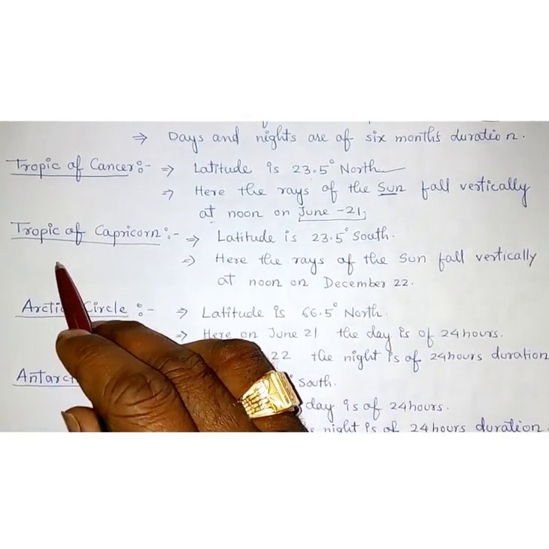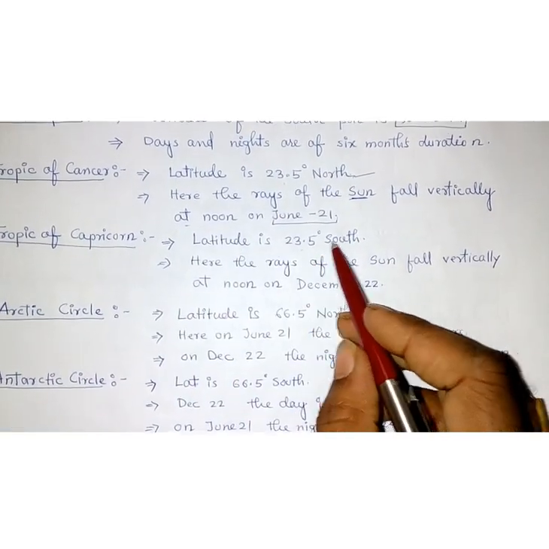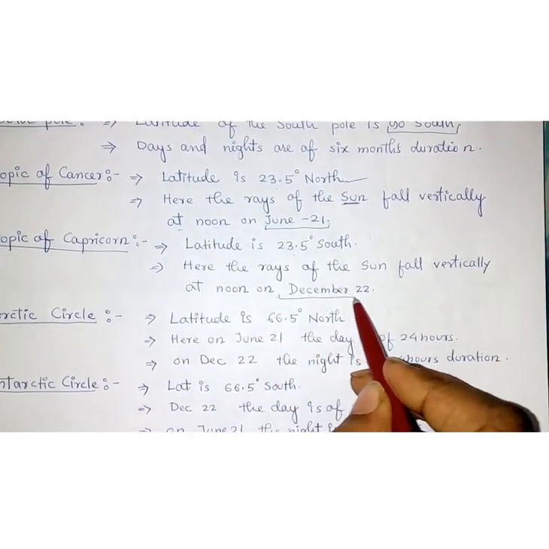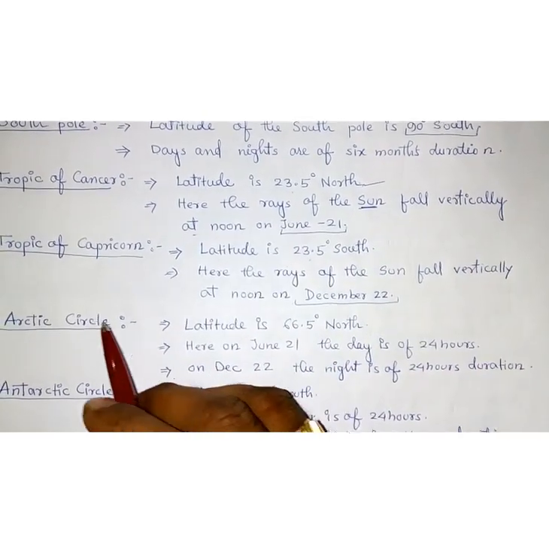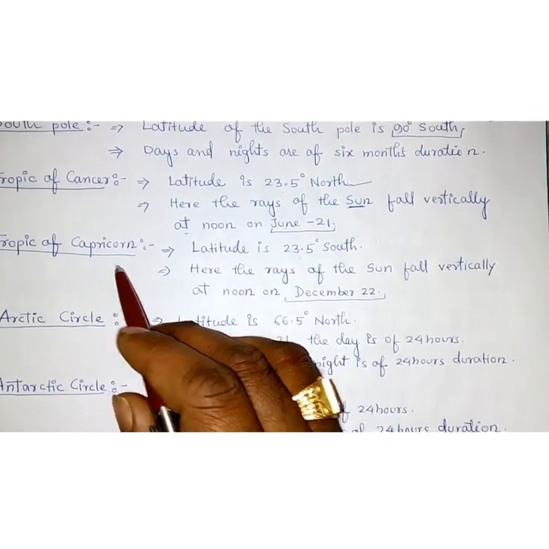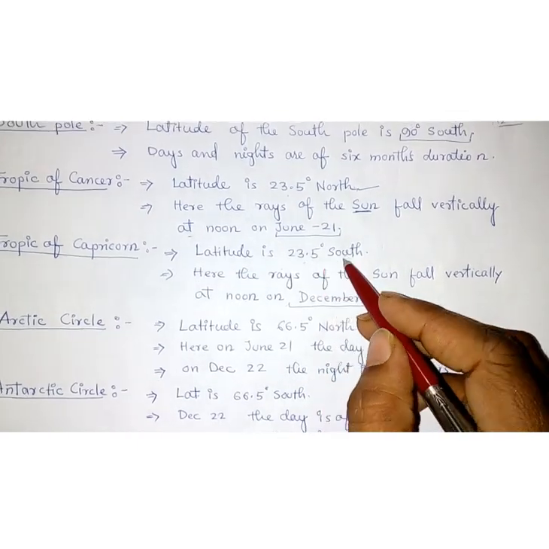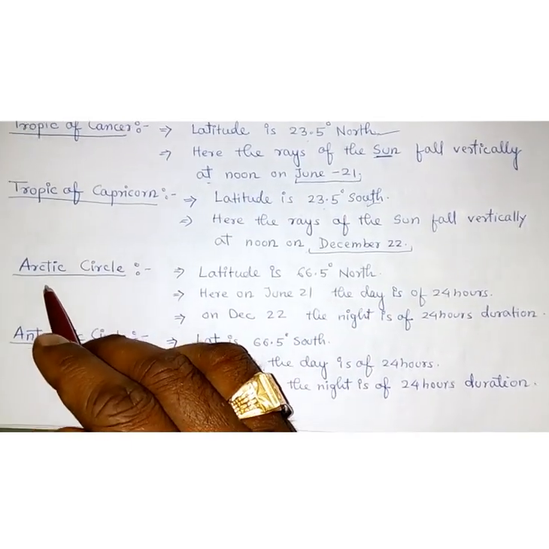Next, talking about the Tropic of Capricorn. Latitude is 23.5 degrees south. Here the rays of the sun fall vertically at noon on December 22 on the Tropic of Capricorn. Okay, 23.5 degrees south.